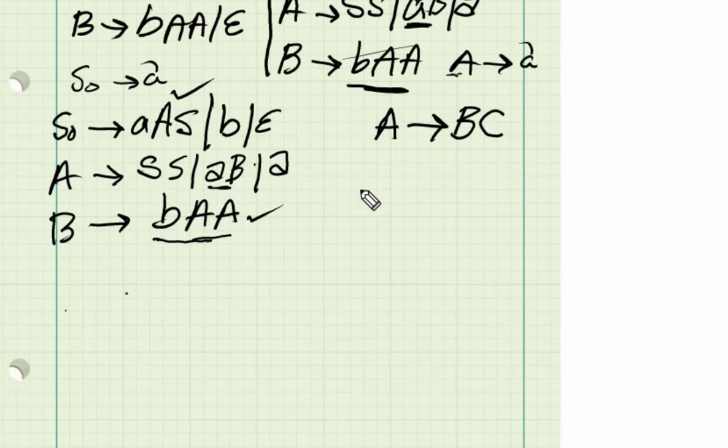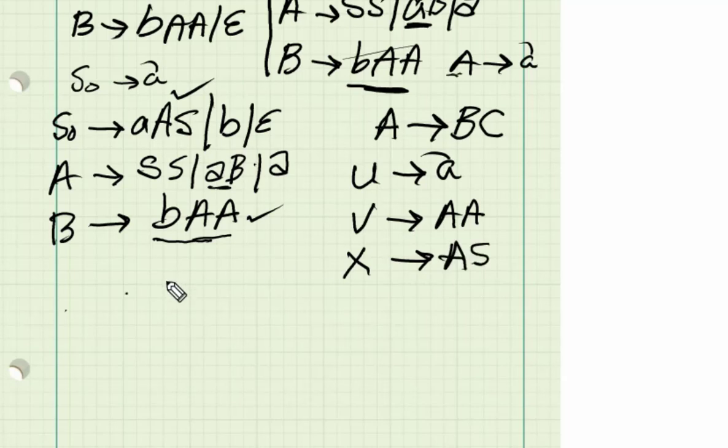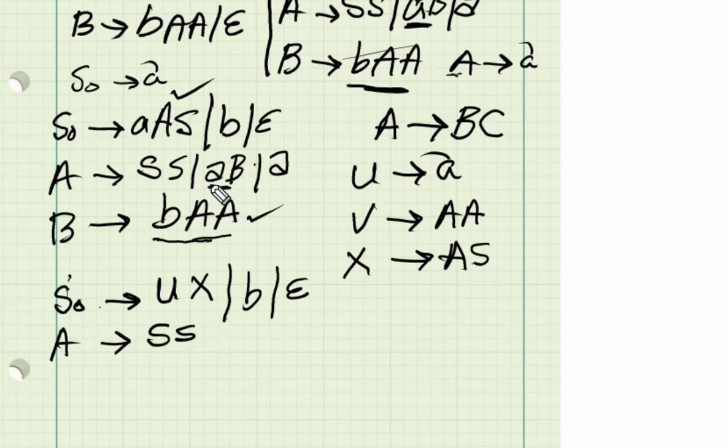So I'm going to introduce a variable U to produce an A. And then I'm going to introduce a variable V to substitute for the AA. I'm going to have an AA here. I'm going to introduce a variable X to substitute for AS. Okay, so let's see what happens when I do that. So S naught can produce UX, or B, or the empty string. Remember, the starting variable can produce an empty string. And then the second one is SS, AB, or BUB, or UB.